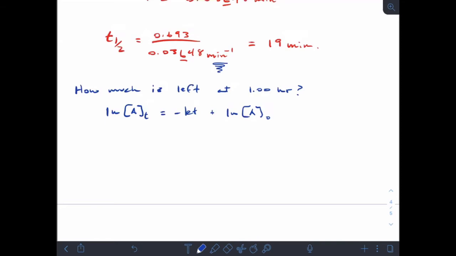So time units have to match time units. Mass units have to match mass units. All of that stuff. Okay, so 1 hour is 60 minutes. So my natural log of A at time t equals negative 0.03648 inverse minutes times time, 1 hour, 60 minutes, plus the natural log of the initial concentration.